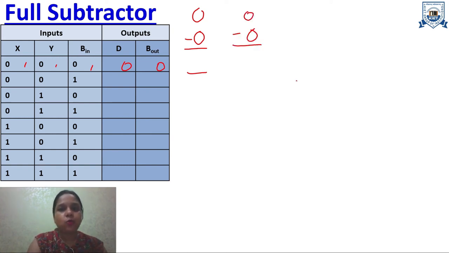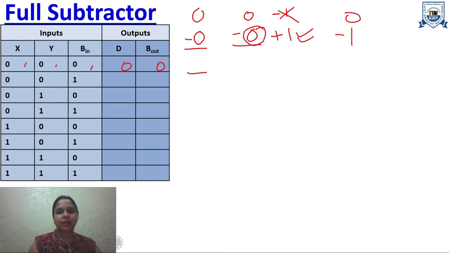So when you need to subtract 0 from 0 and there is a borrow input, you must remember that you have 2 options for this. Either you can subtract 1 from the upper number, or you can add 1 to the lower number. We will go for this one, not that one. It means if we want to perform 0 minus 0, we will add 1 to this 0. So this equation will be changed to 0 minus 1, because we have added 1 to 0.